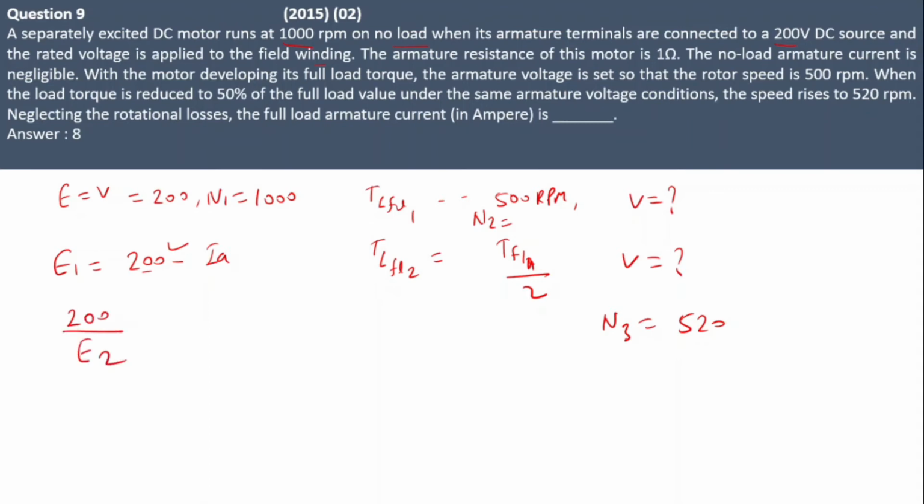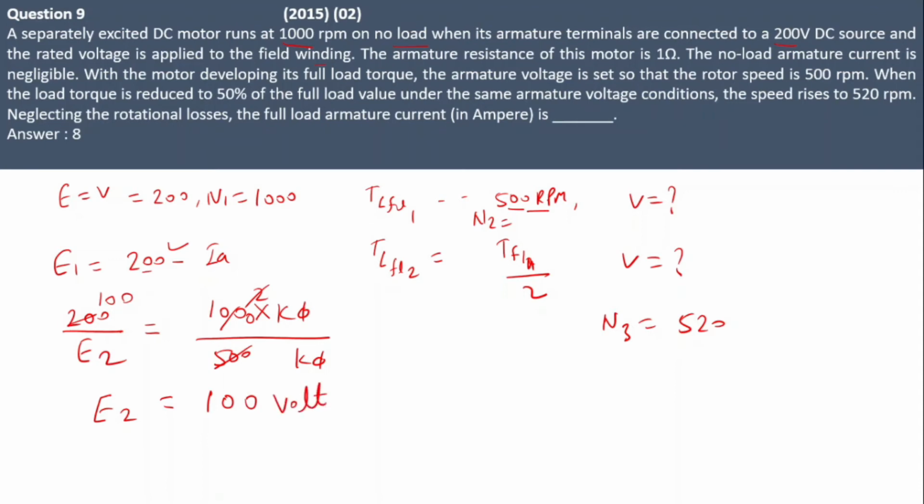So 200 divided by E2. E2 is the back EMF at 500 rpm. So this is at 1000 rpm into K phi. This is constant K phi because it is a separately excited DC motor, and here E2 will be, what is the RPM? 500 RPM, so this is 100. So E2 equal to 100 volt.